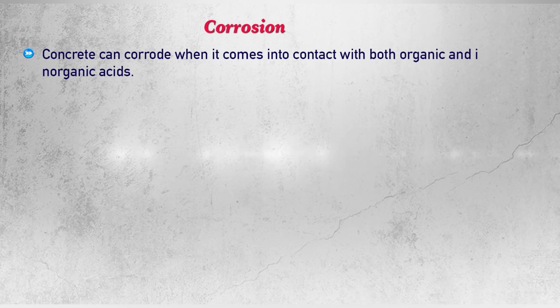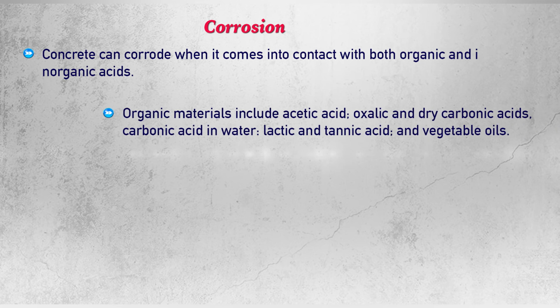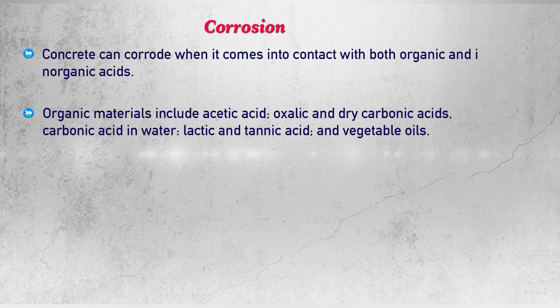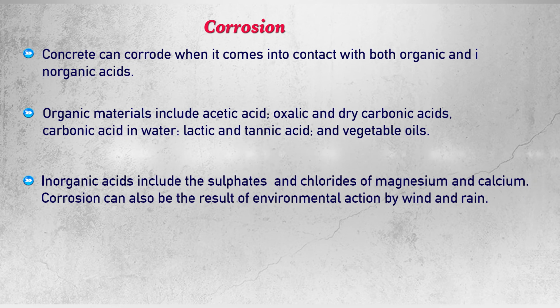Now, next we move to corrosion. Concrete can corrode when it comes into contact with both organic and inorganic acids. Organic acids include acetic acid, oxalic and dry carbonic acids, carbonic acid in water, lactic and tannic acid and vegetable oils. Inorganic acids include the sulfates and chlorides of magnesium and calcium. Corrosion can also be the result of environmental action by wind and rain.